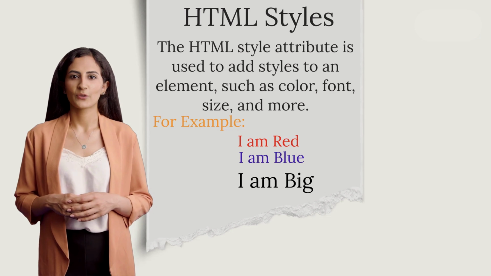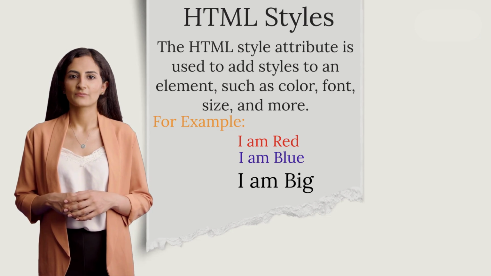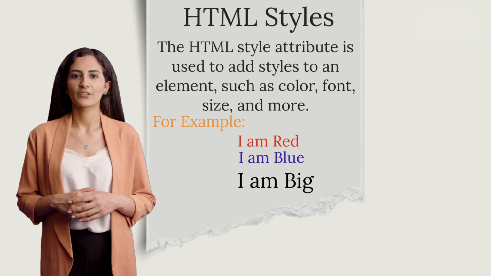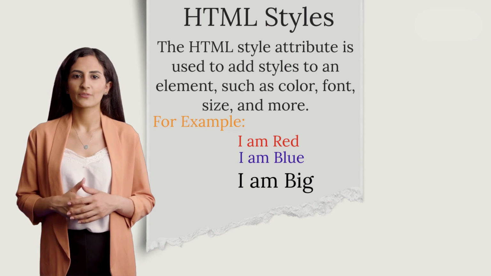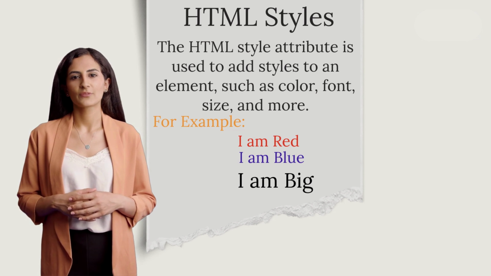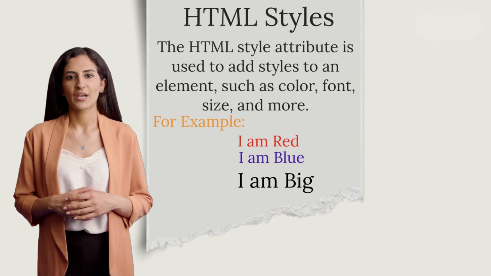In this chapter, we will learn about HTML. The HTML style attribute is used to add styles to an element, such as color, font, size, and more. For example, I am red, I am blue, I am big.